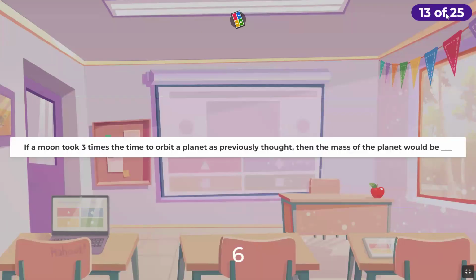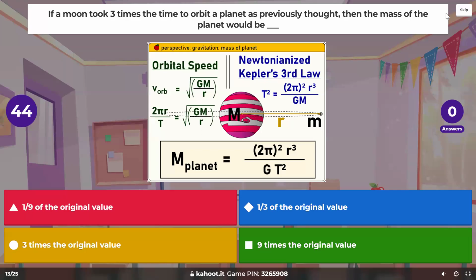If a moon took 3 times the time to orbit a planet as previously thought, okay, it takes a day. Oh, wait, actually, it takes 3 days to orbit. That tells you something about the mass of the planet. Here's another proportion question. So, guys, what if all this numerator comes out to 1, and then G times T squared is 1, so the whole thing is 1? The mass of the planet is 1 mass unit, whatever.